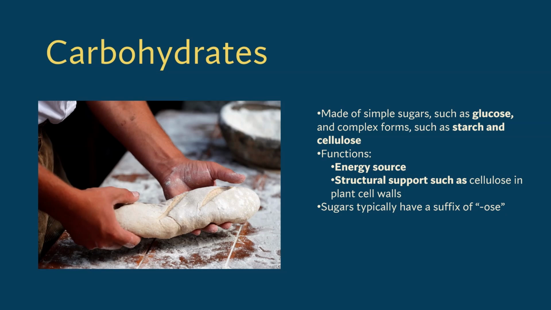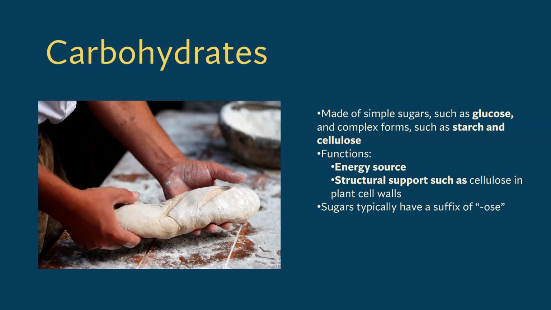Carbohydrates are molecules made of simple sugars like glucose, and more complex forms such as starch and cellulose. Simple sugars or monosaccharides are small molecules that cells can break down really quickly. For example, glucose is the main sugar our cells use for energy. When you eat foods like fruit or bread, your body breaks down the carbohydrates into glucose, and that allows you to do everyday activities like walking, thinking, and even breathing.